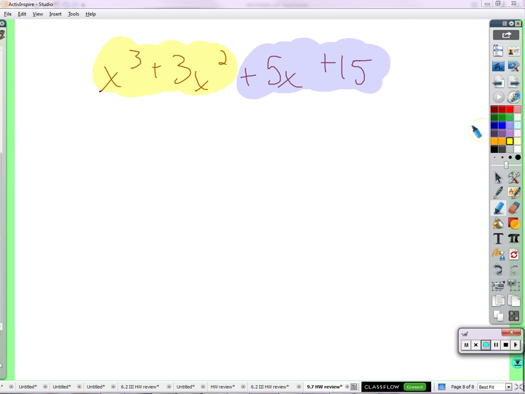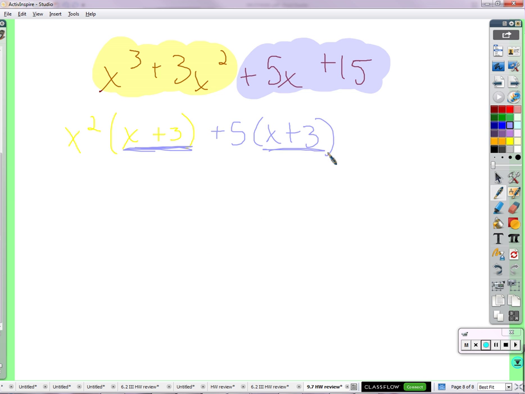In the yellow group, we are looking for that factor that they have in common. Do they have anything in common? X squared, very good. Not just an x, but an x squared. Leaves us with x plus 3. Then in the lavender group, what do those two have in common? 5. X plus 3. The crucial part of factoring by grouping is that this factor and this factor are exactly the same.